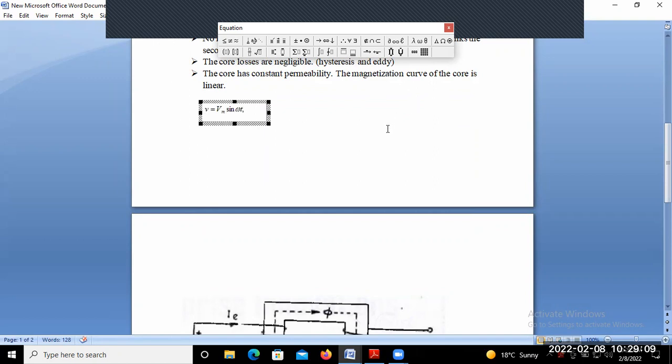Similarly, we can represent the flux in instantaneous value also. That means phi equal to how much? Phi m sin omega t.